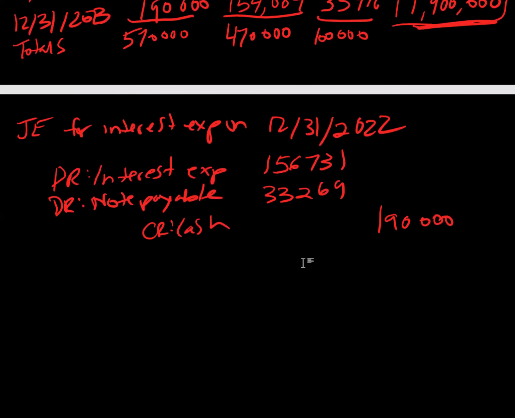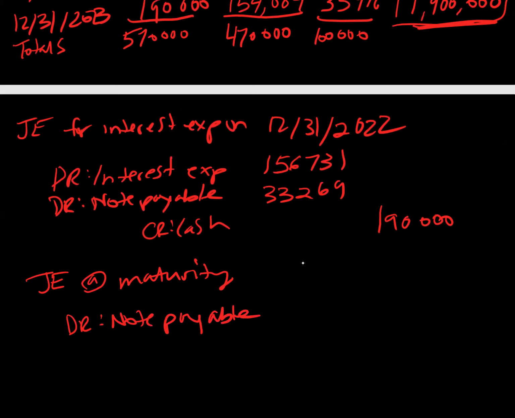Okay, my journal entry at maturity is going to be the exact same as my journal entry under IFRS. It's going to be debit note payable because we need to remove the note payable from our balance sheet, 1.9 million, and credit cash for 1.9 million, because who cares whether we're following IFRS or ASPE? Red Bank wants their 1.9 million back.